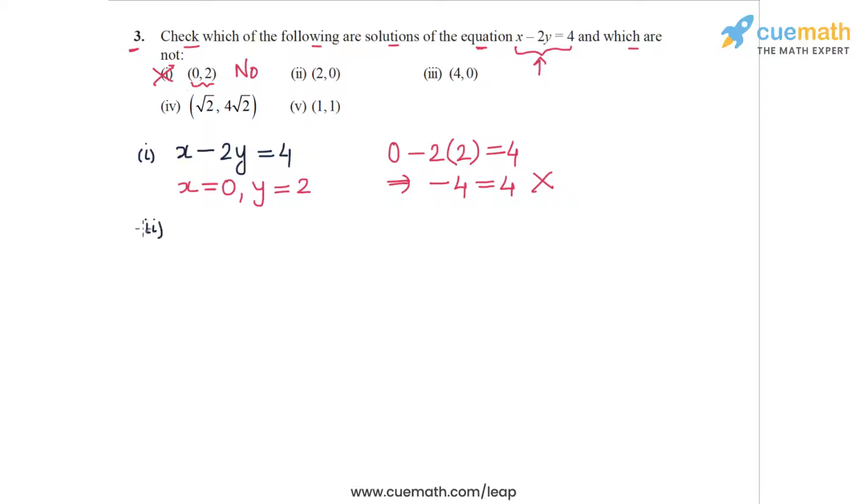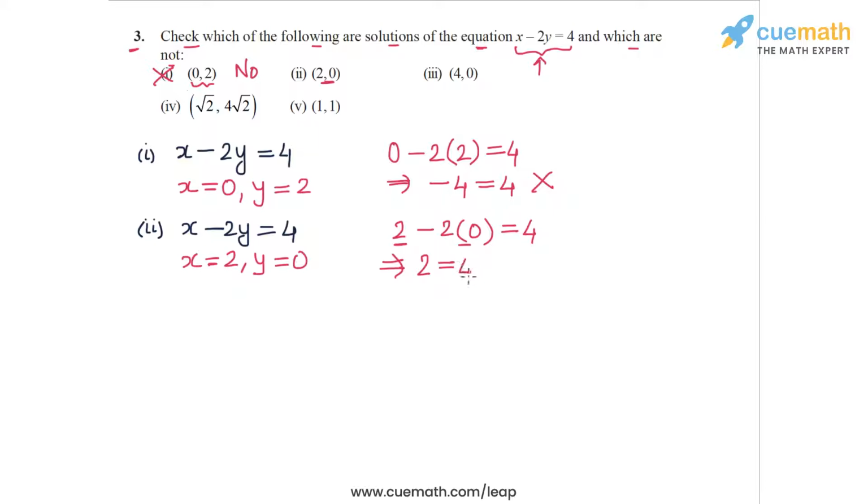In the second part, the equation is once again x minus 2y is 4 and the solution we have to check is x equal to 2, y equal to 0, because the pair of numbers is 2 comma 0. So let's substitute this into the equation. x minus 2y is equal to 4, so 2 minus 2 times 0 is equal to 4. So on the left side we get 2 minus 0, or we get 2, and on the right side we get 4. So again the equation is not being satisfied, which means that 2 comma 0 is also not a solution of the given equation.